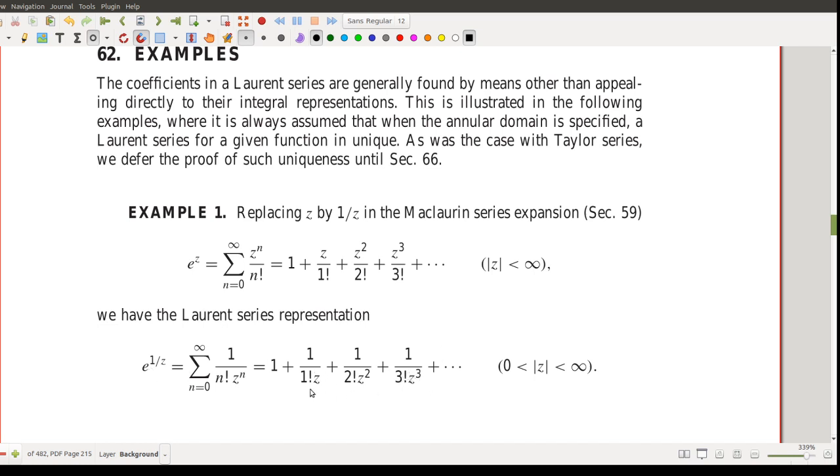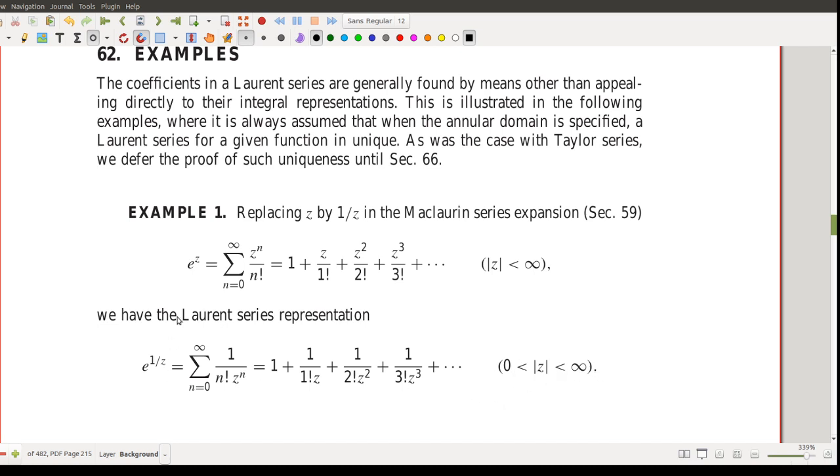We use the same expression of the Taylor series by replacing z by 1/z. But the only difference is that the Taylor expansion is valid for every complex number |z| < infinity, while in this case the expansion is valid only for complex numbers not equal to 0. So this expansion is valid only for the region 0 < |z| < infinity.